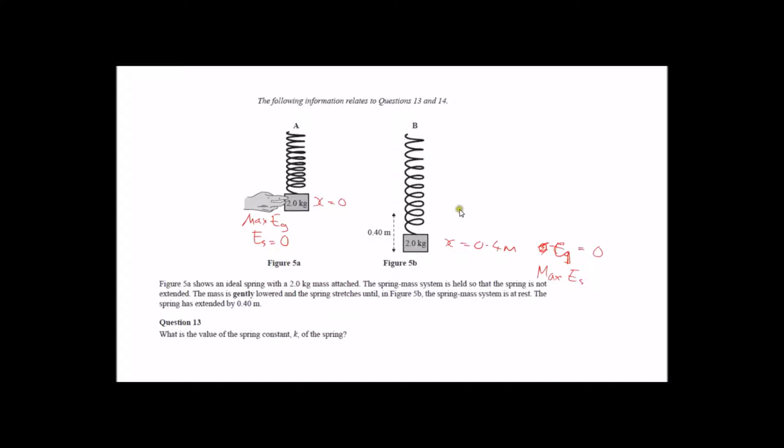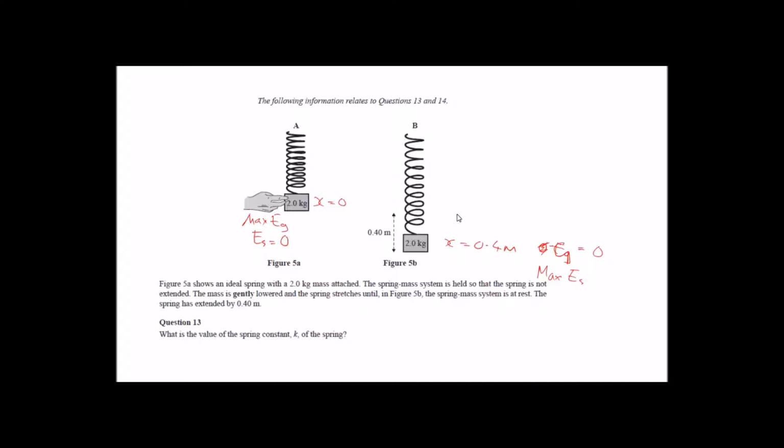So what's happened is that work has been done on the system as the hand is lowering the weight, which has removed some of that kinetic energy. The other way of saying it is that the weight has done work on the hand, and some of that gravitational potential energy has been transformed into the work done on the hand.